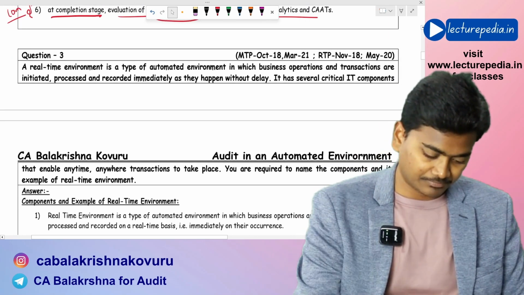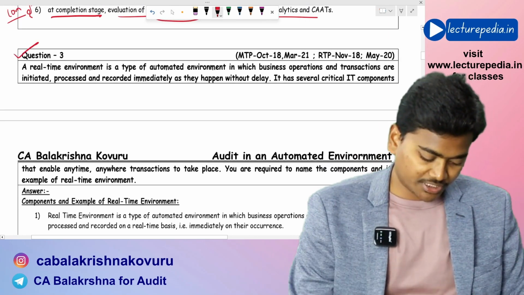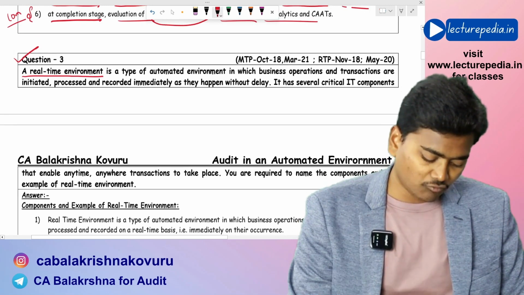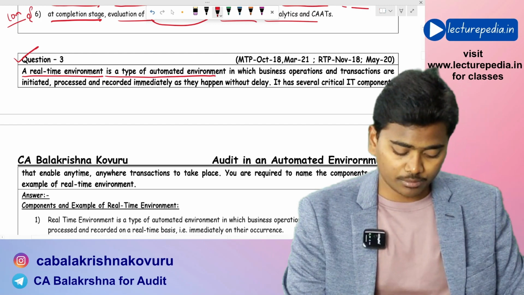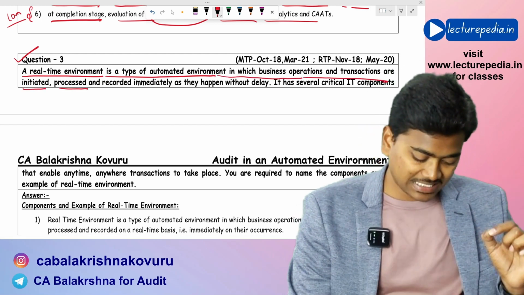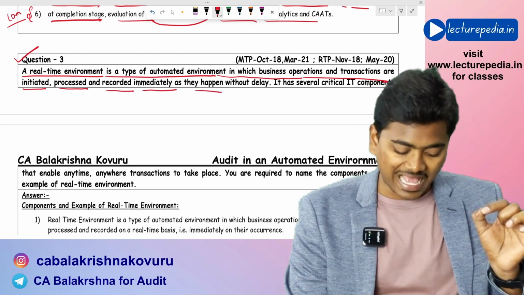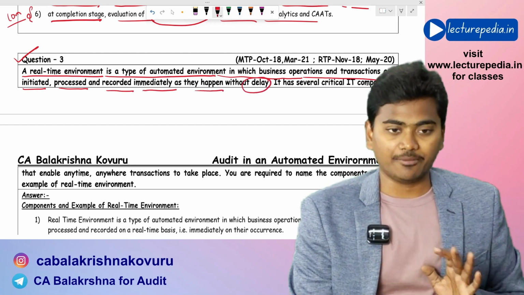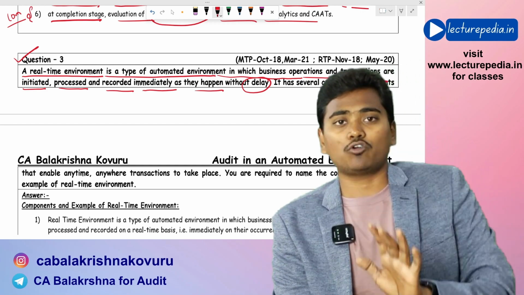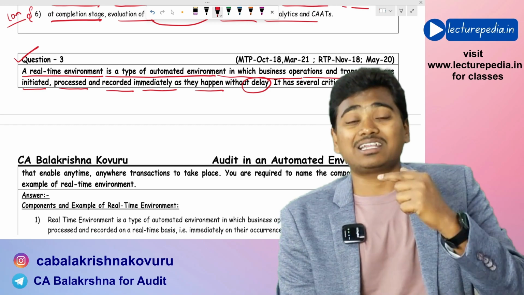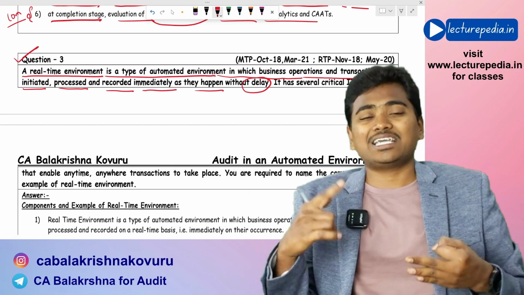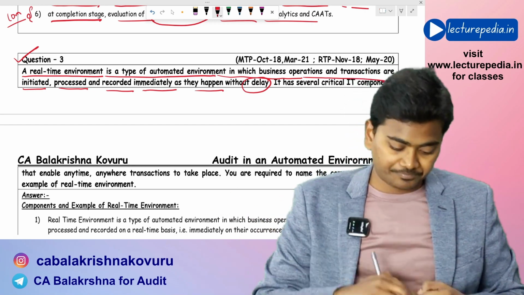Next, question number 3. A real-time environment is a type of automated environment in which business operations and transactions are initiated, processed, and recorded immediately as they happen without any delay. This is the definition of a real-time environment. Okay, a real-time environment is an automated environment in which transactions are initiated, processed, and recorded on a real-time basis. That is, as and when they happen.